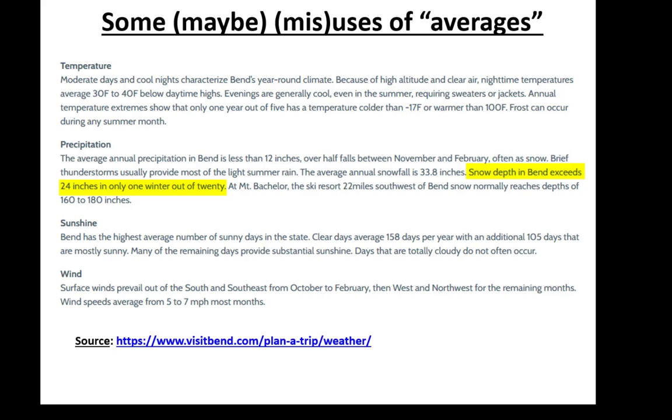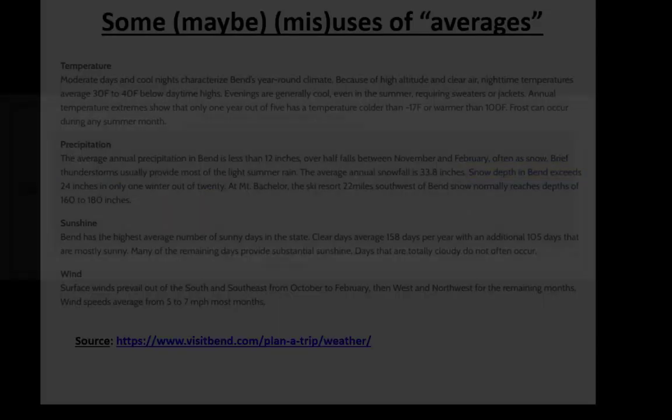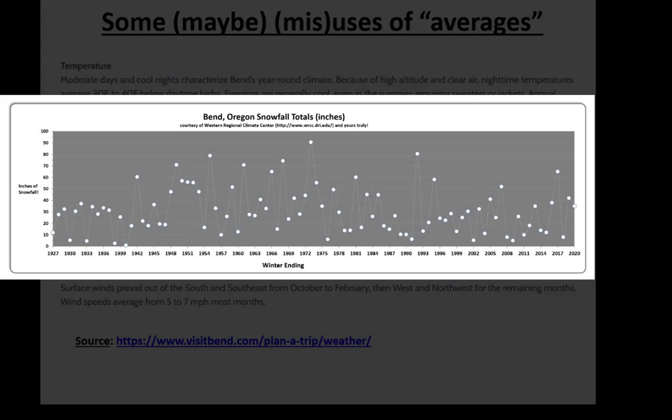I do take issue with that statement, only because, as you see right here, I've actually kept track of snowfall in Bend for about 20 years, but I've got historical data that goes back about 100. So if you draw a line across 24 inches and you look at how many winters are above that line, that's more than 5%. Remember, one winter out of 20 is 5% of winters. That's a lot more than 5%.